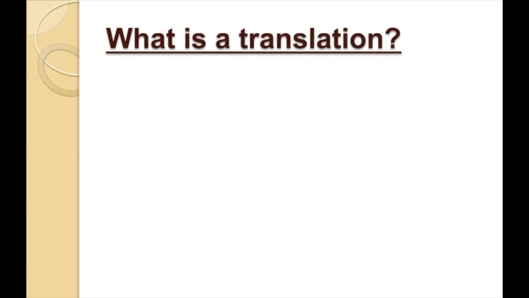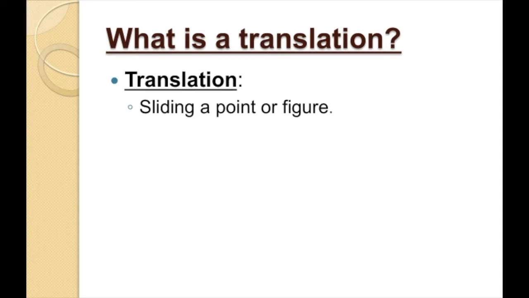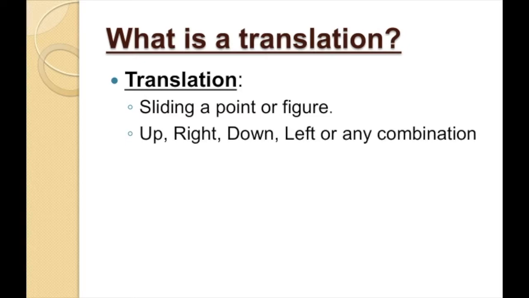So first of all, what exactly is a translation? A translation is basically the sliding of a point or figure. And this can be done up, right, down, left, or any combination of the two. Let's say, for example, we have this triangle here, and we want to translate that figure. We can move it down and to the right, we can move it down and to the left, we can move it up and to the left, or up and to the right.